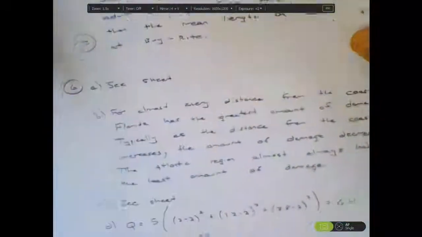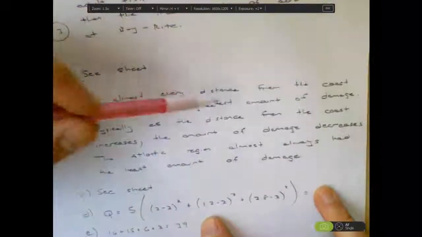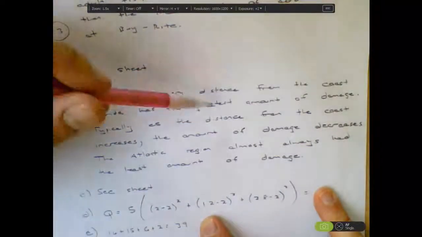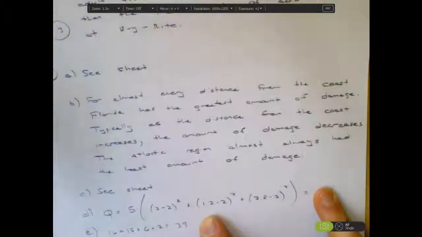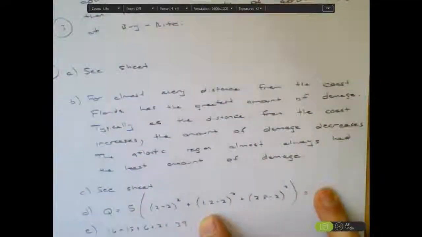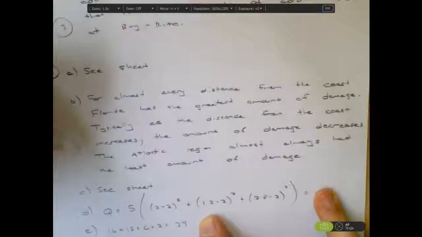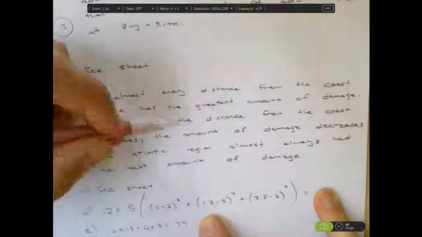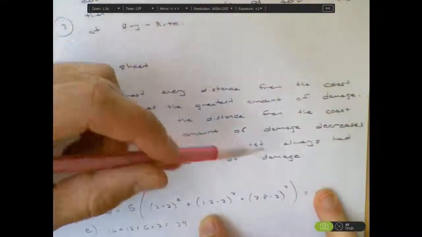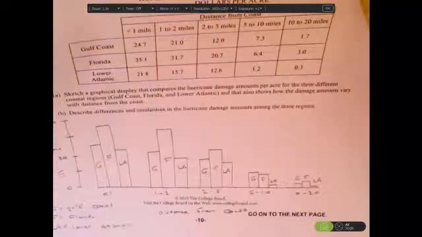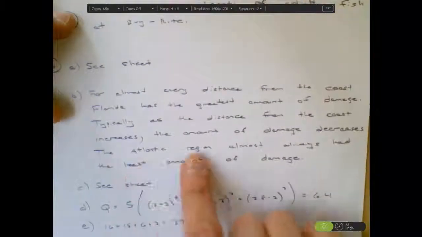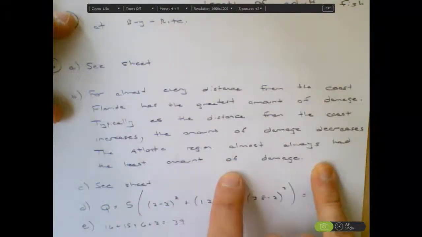All right, so taking a look at what I wrote up here. If I can find my paper, here we go. Okay, for almost every distance from the coast, Florida has the greatest amount of damage. So that's me talking about what the difference is. I wish I had worded this a little bit differently, but typically as the distance from the coast increases, the amount of damage decreases. That's pretty easy to see looking at my graphical display. And the Atlantic region almost always had the least amount of damage.